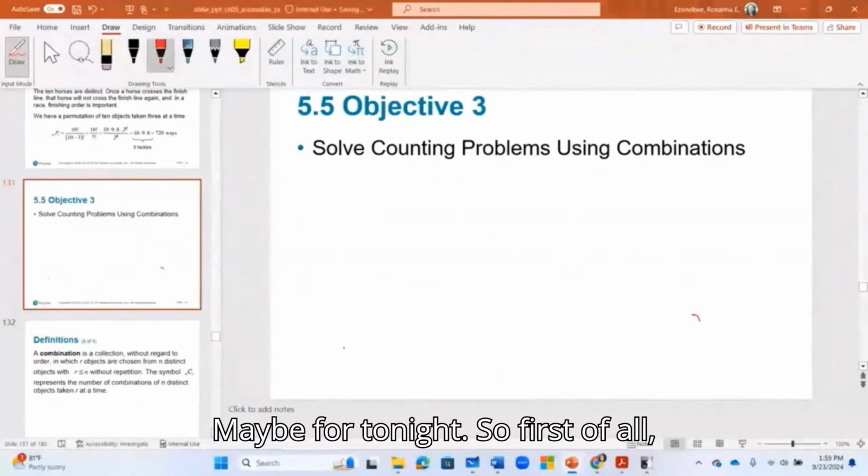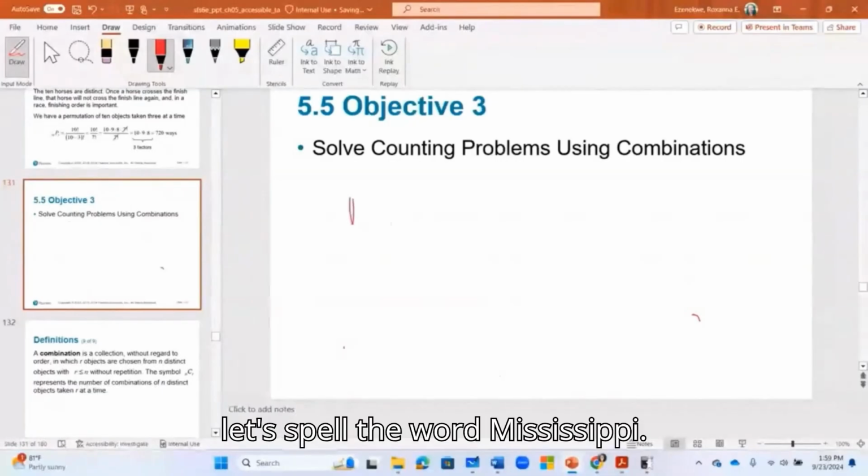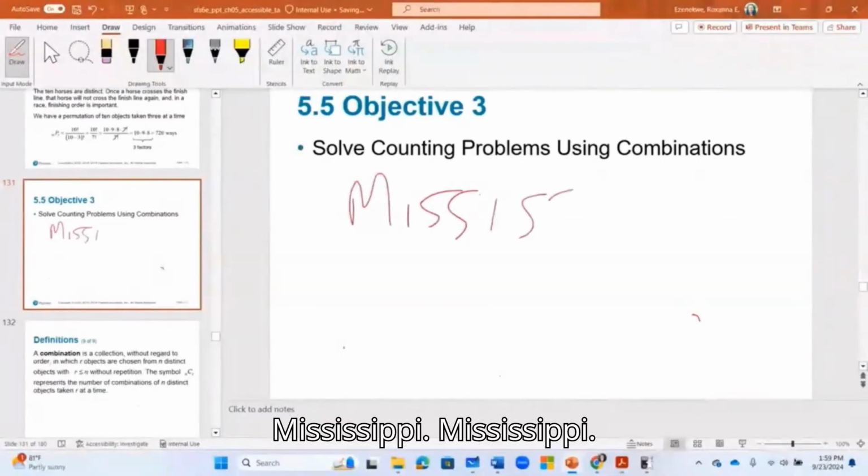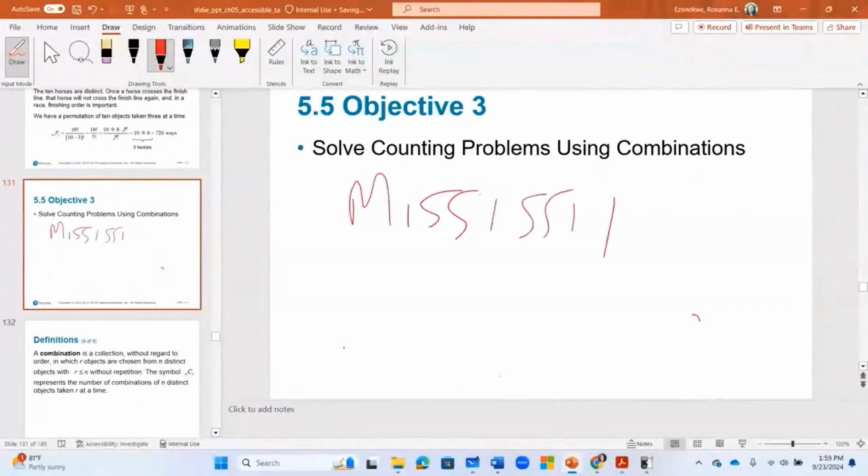Maybe for tonight. So, first of all, let's spell the word Mississippi.